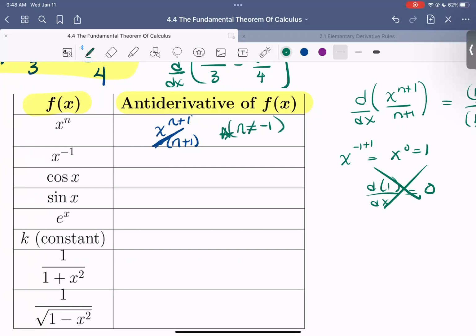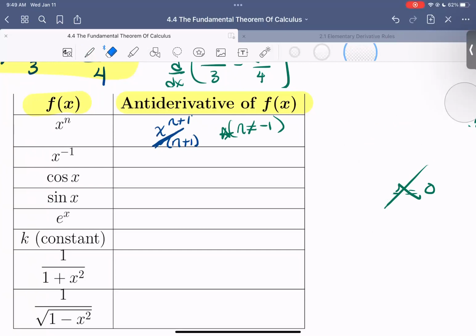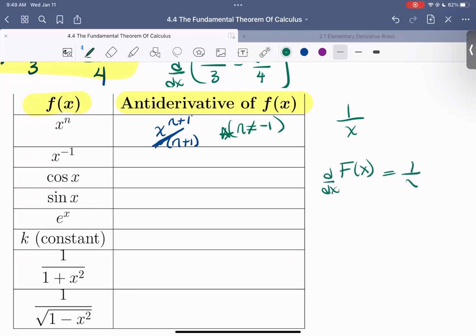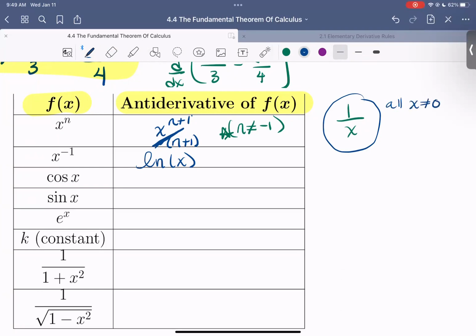So what happens when n does equal -1? All right, that means our function x to the -1 is equal to 1 over x. So let's recall, what function has a derivative of 1 over x? You might recall that we see that behavior for the natural log function, ln of x. One thing we need to be careful about here, though, is that x to the -1, or 1 over x, works for all x that are not equal to 0. Does ln of x work for all x?